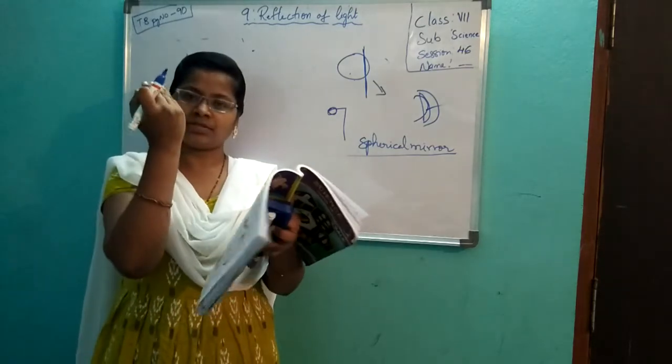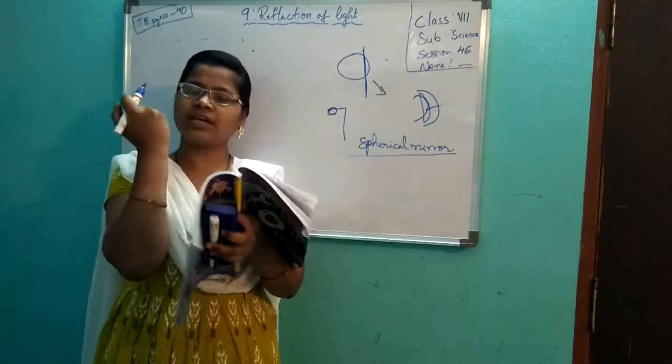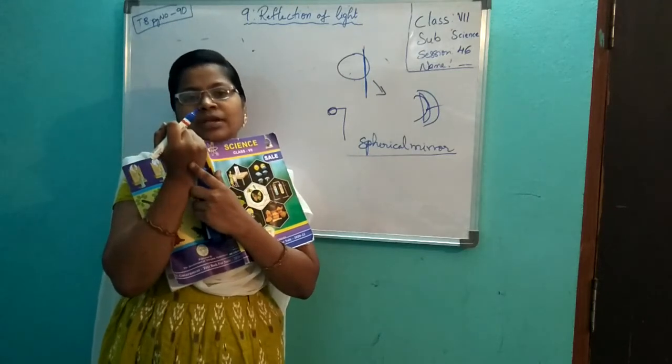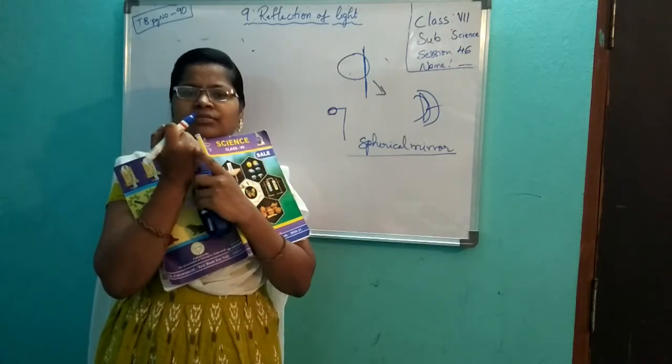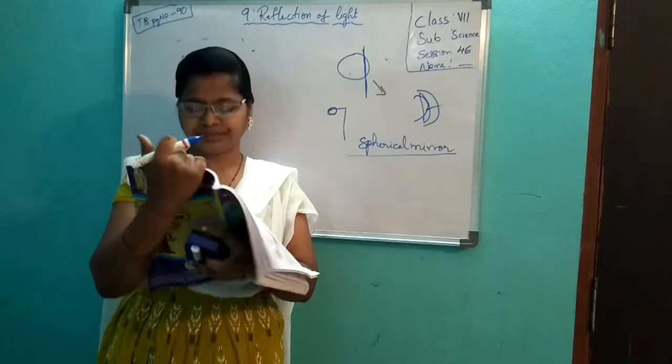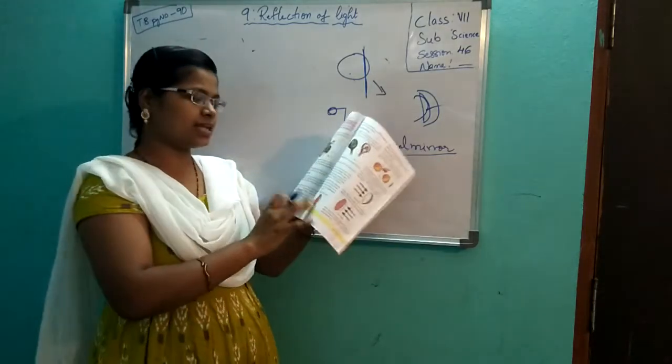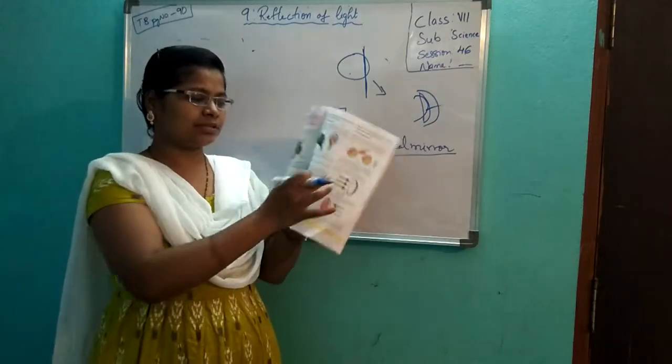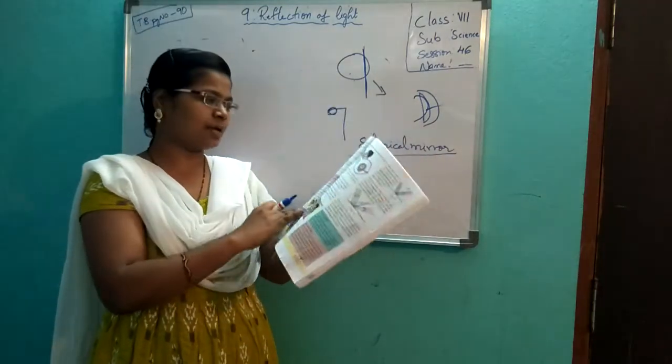Okay, this is the concave. Here you will see the back side, a small image and normal. It will be straight only. If you see this side, it will be reversed and big. And these diagrams are important. These diagrams are important. Okay?